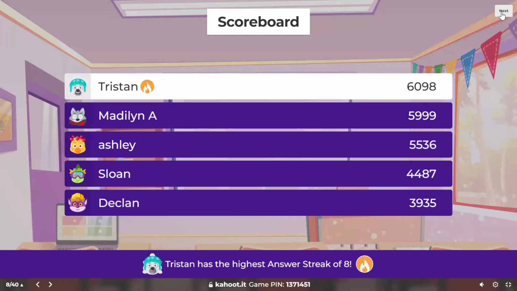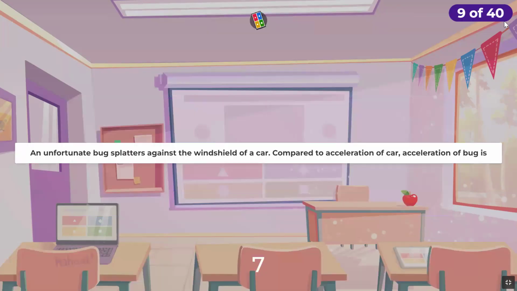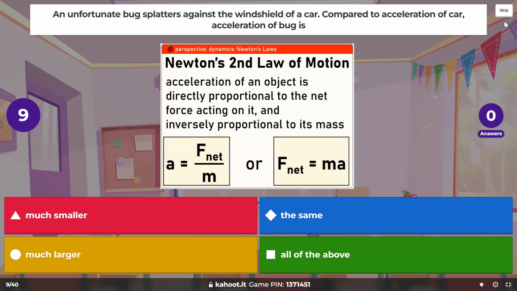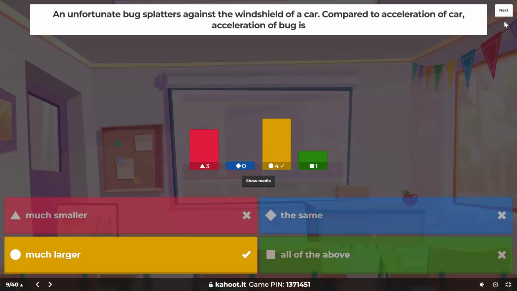An unfortunate bug splatters against the windshield of a moving car. Compared to the change in motion of the car, the change in motion of the bug is much larger. Because the mass of the car is so much larger. The car has so much more inertia. It responds much less to the same force.